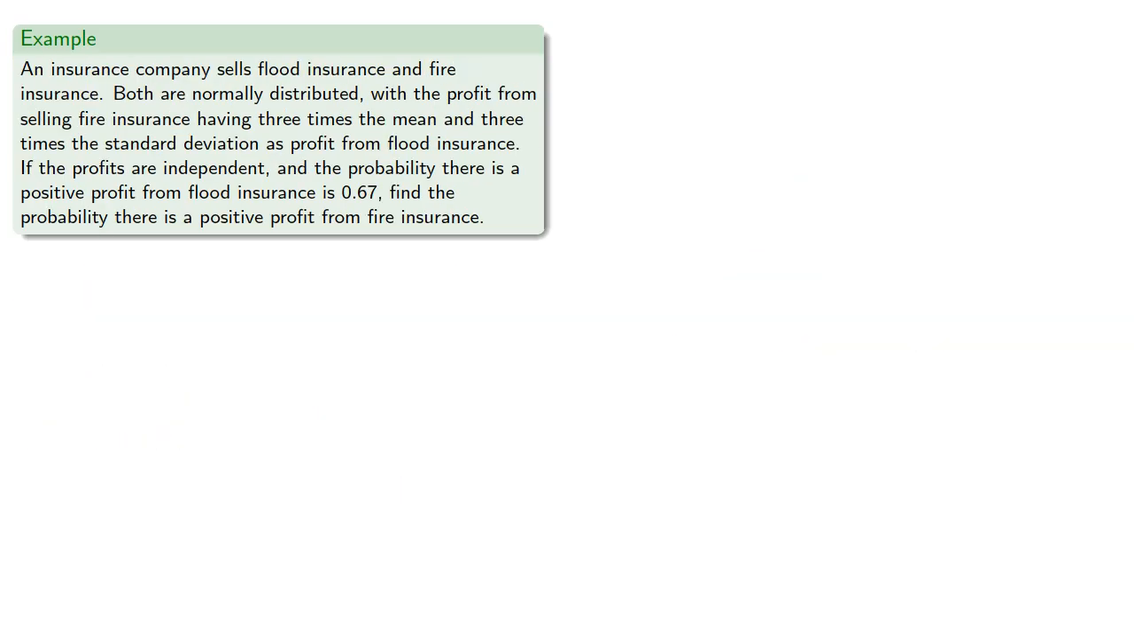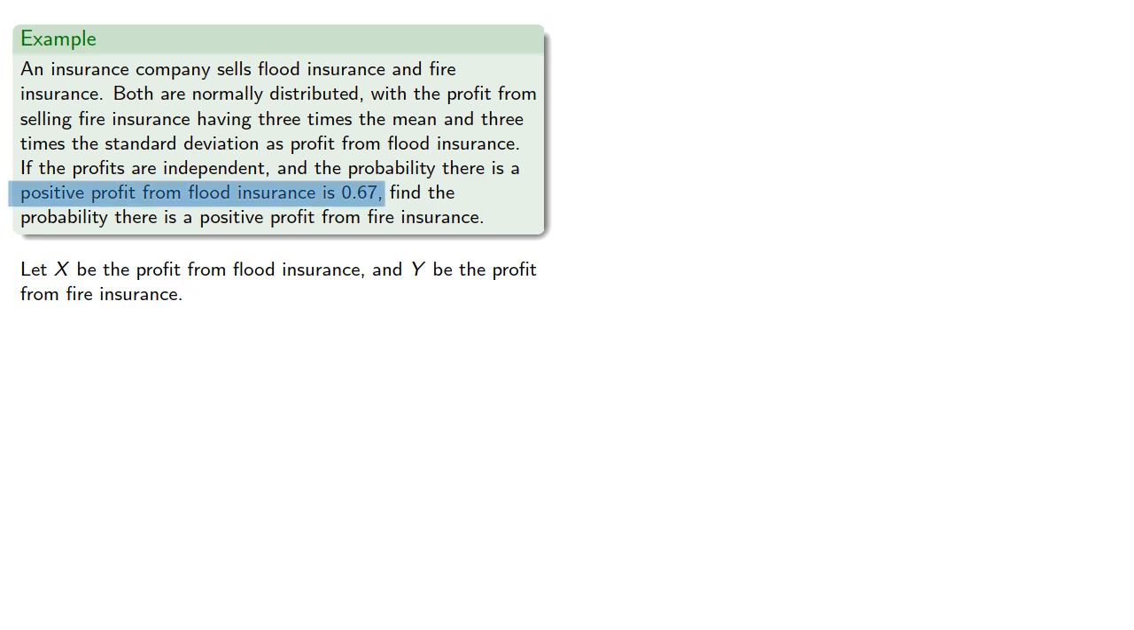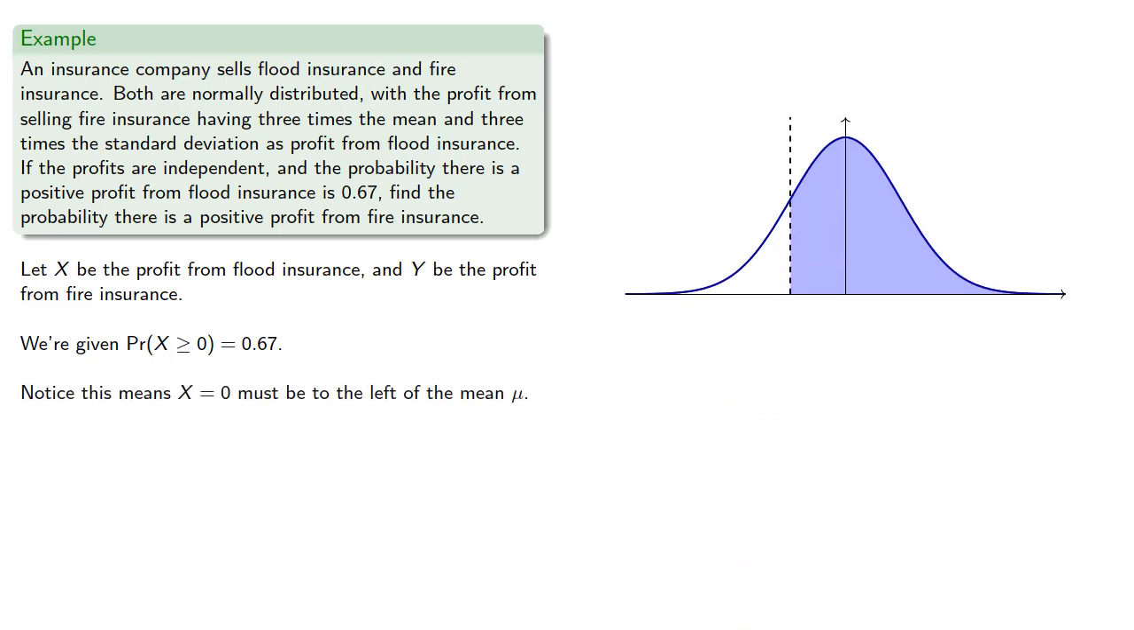Or let's consider two different products, both of which are normally distributed, with the fire insurance having 3 times the mean and 3 times the standard deviation. And if one product has a probability of a positive profit of 0.67, let's find the probability of a positive profit from the other. So let x be the profit from flood insurance and y the profit from fire insurance. We're given the probability that x is greater than or equal to 0 is 0.67. And again, this means that x equals 0 must be to the left of the mean.